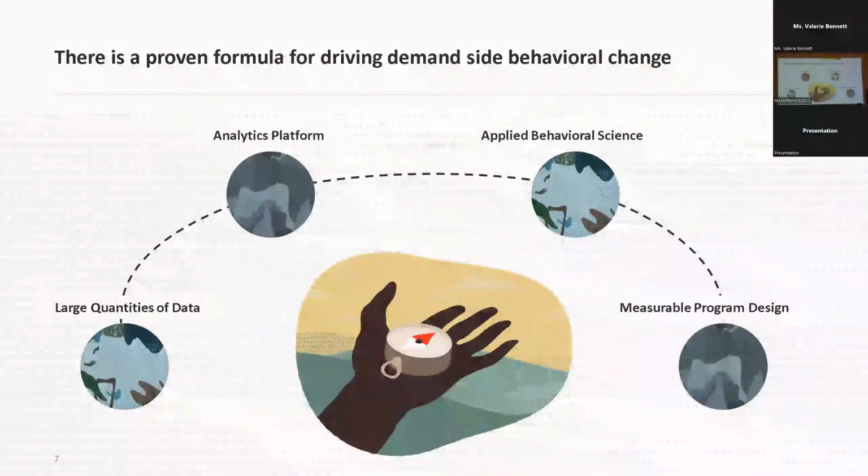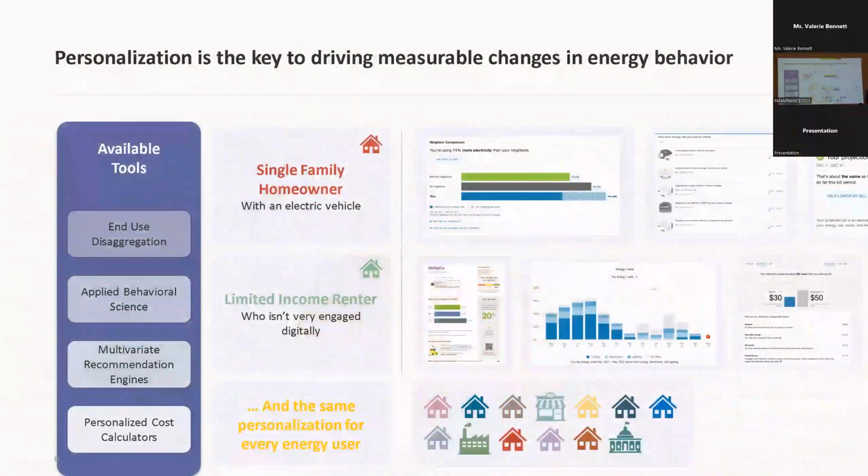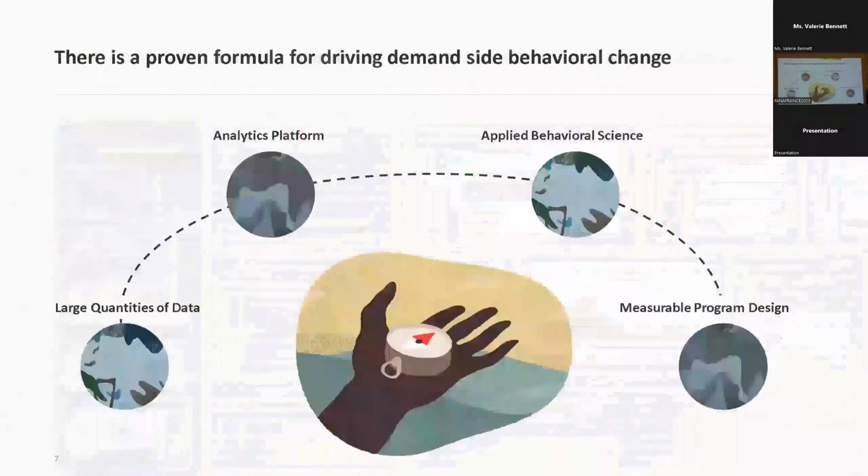The second part of the formula is an analytics platform. You need an analytics platform, one that's complex and can process all of that data to build the tools I showed on the slide here. They're complicated tools to build, but worthwhile and I think necessary if what matters to us is actually changing the way end users use energy.